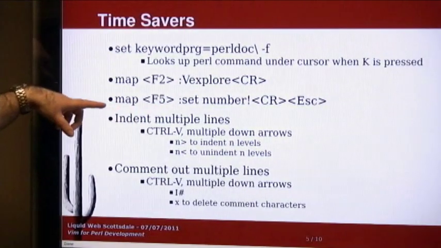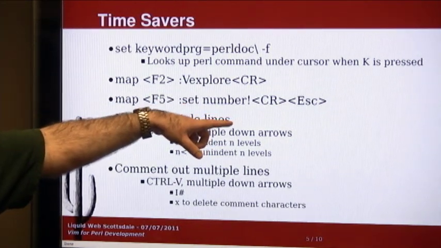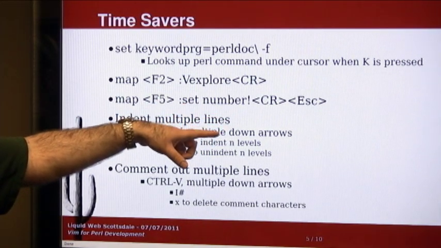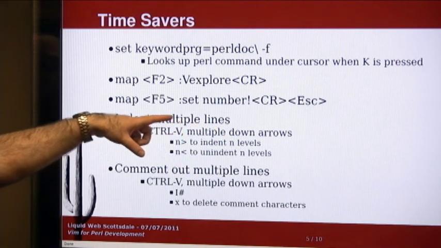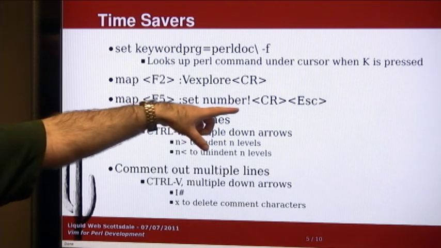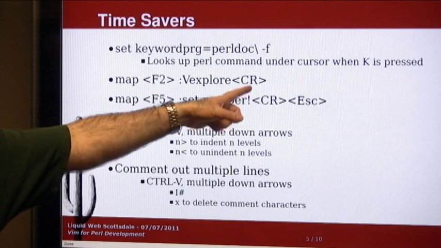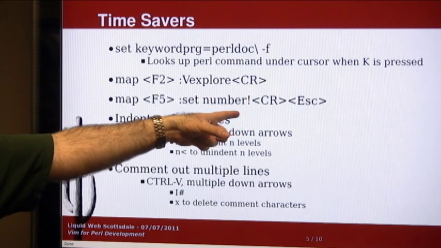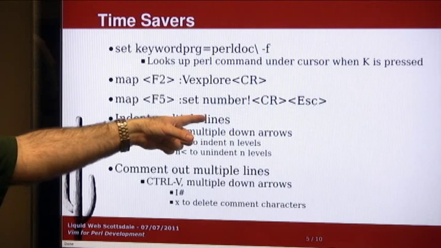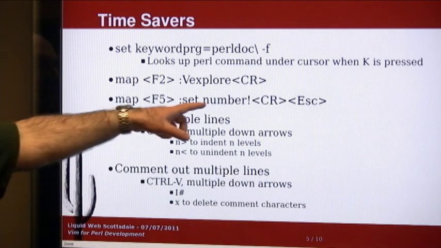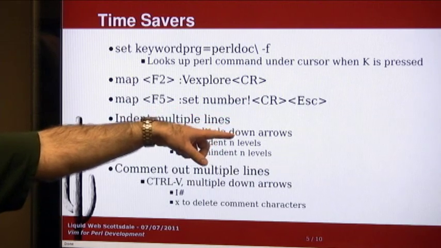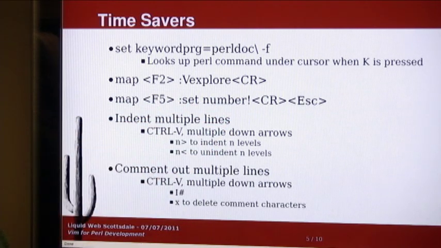For this one, some people sometimes like line numbers and sometimes don't, which is kind of how I am. I don't like to always have them there. So I've mapped F5 to set number, and then you see the exclamation point. That means it toggles whichever mode you're in. So if you've got numbers and you hit F5, they go away. If you don't have them, you hit F5, they show up. Not all commands have a toggle, but a lot of them do, and you can look in the documentation to see which ones do and which ones don't.